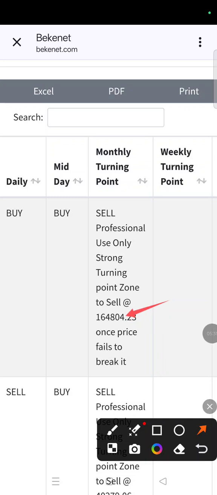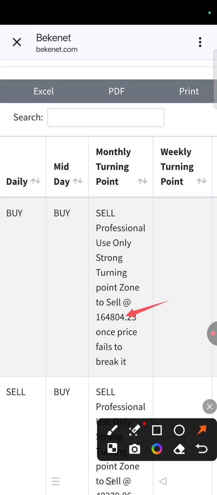Say sell, professional, sell, okay? Professional use only, strong turning point zone to sell at this price, once price fails to break it. So the market was buying for the previous month, but the market hit that place and bounced, so it's going back there for the second time. Now the system, the AI, is telling us that if the price fails to break this zone, then the market should turn to a sell.